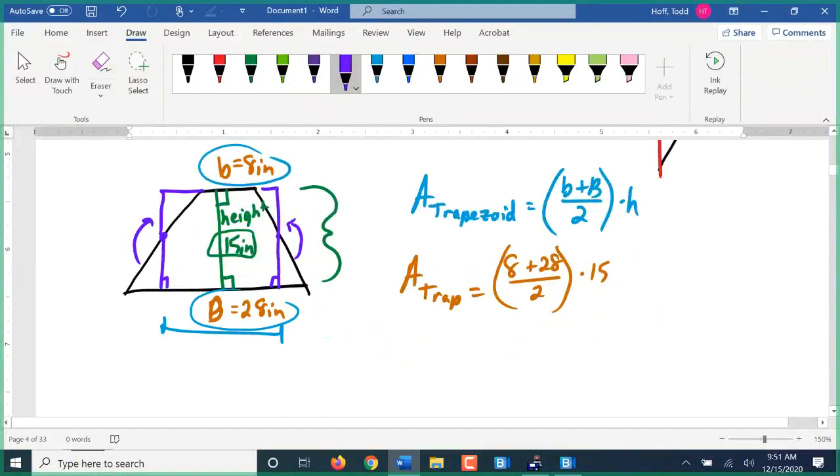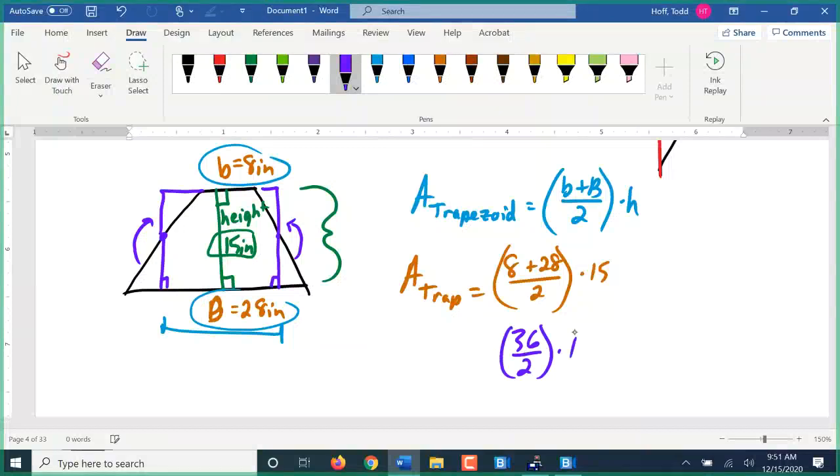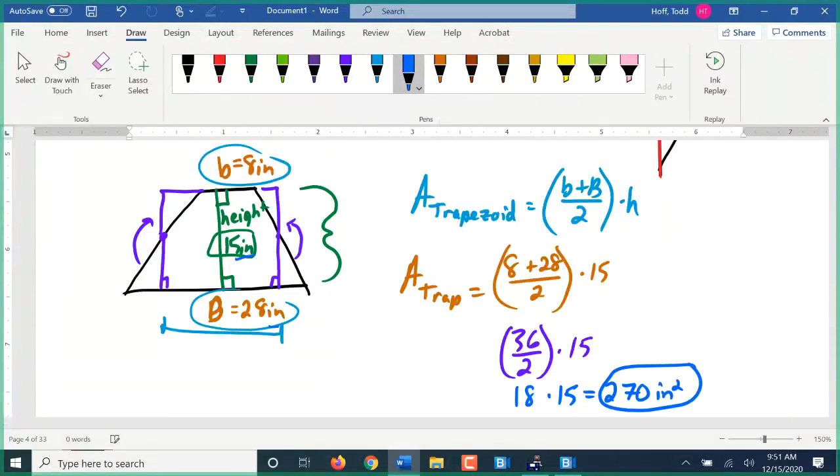8 plus 28 is 36. 36 divided by 2 is 18, and 18 times 15 is 270. That's inches and inches, so this will be inches squared. So the area of that trapezoid is 270 square inches.